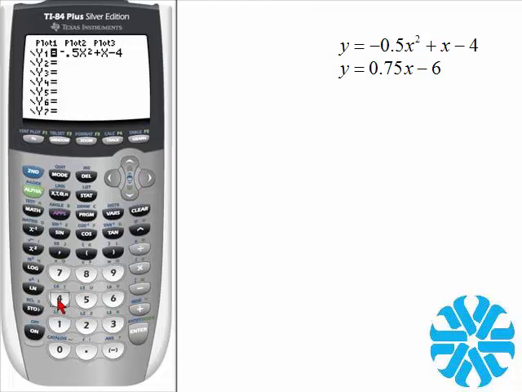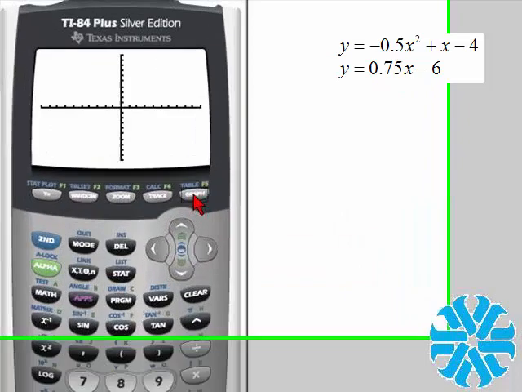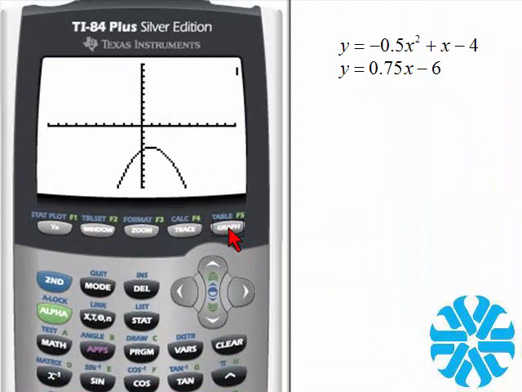The second function we're going to graph is 0.75x minus 6. To go to the next line, we'll simply hit enter. Okay, so let's input that function, 0.75x, and then subtract 6. Now if we want to graph this, remember that we just go to the graph button and hit that. So there's function 1 and there's function number 2. This was the parabola, and this is the linear function, function number 2.